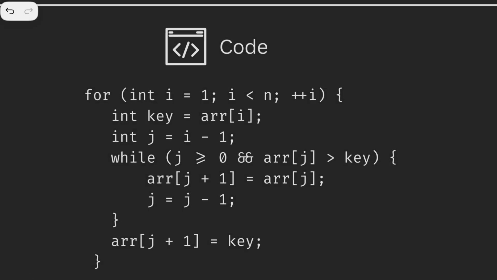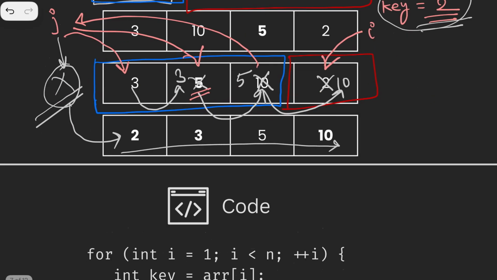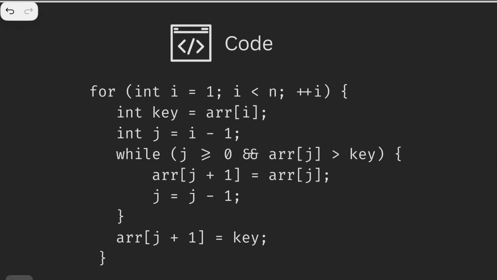As I mentioned, this is the initialization part. We first update the key element, then we update the value of j. Remember, at the beginning, j is always i-1. Why? Because i was the first element of the right array, the unsorted array, and j was the very last element of the sorted array. So j will always be i-1 at the start. So this is our initialization portion. You first initialize all the variables that you need.